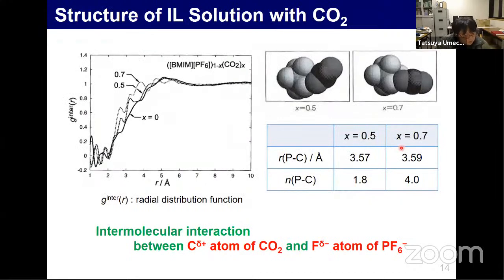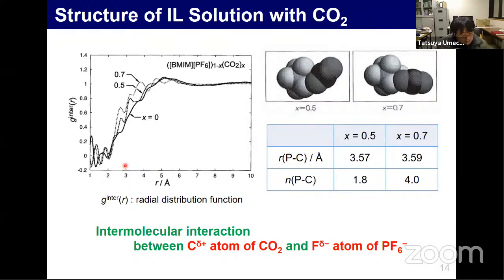The physical absorption of carbon dioxide with the ionic liquid indicates high selectivity to carbon dioxide. Carbon dioxide is physically dissolved into the ionic liquid. The physical absorption means that carbon dioxide does not form new chemical bonds with the cation and anion in the ionic liquid. The left figure is a radial distribution function of the solution of 1-butyl-3-methylimidazolium hexafluorophosphate ionic liquid and carbon dioxide.